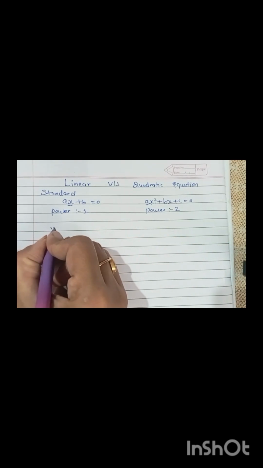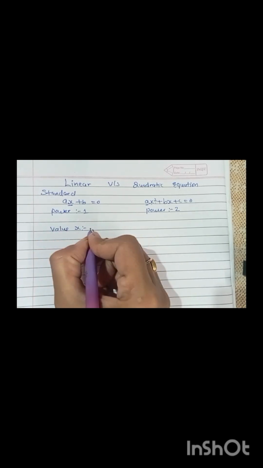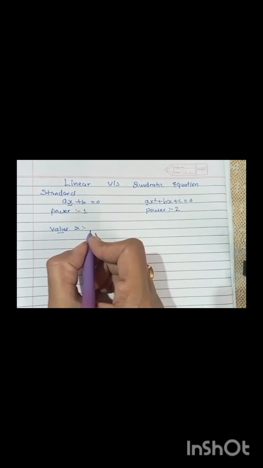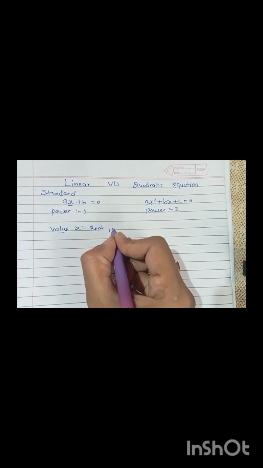Now we will see how to calculate value of x. So first of all, it is called value of x. We can also call it roots of x, or we can also call it 0 of x. So don't confuse with the three terms. These three are equal. Whether it may be value of x, it may be root, or it may be 0.